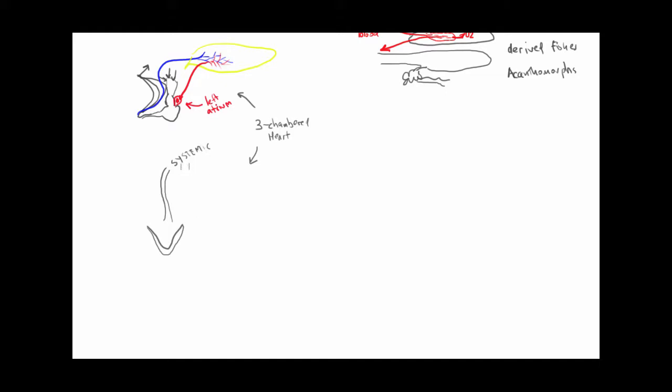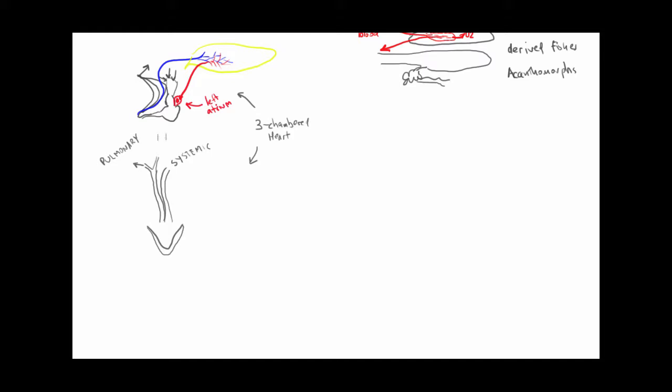Blood is going to be going through this systemic aorta, serving all parts of the animal except for the lungs. The other blood vessel that's leaving the heart is going to be going to the right and the left lung. This is the pulmonary circuit. These are the arteries that go out to the lungs.